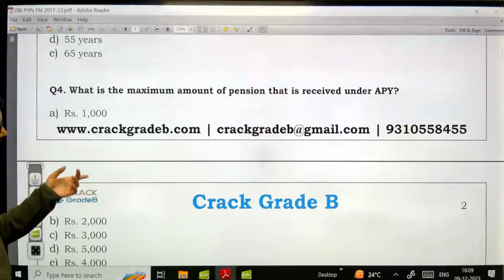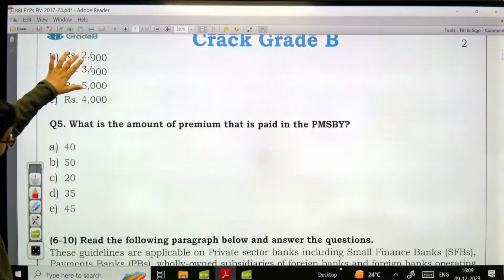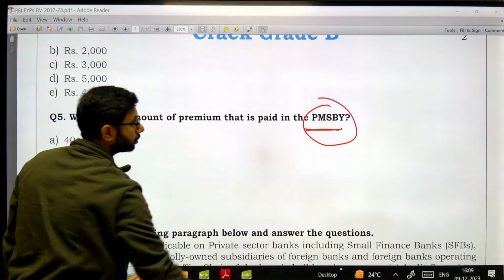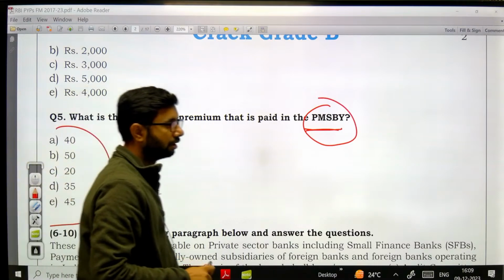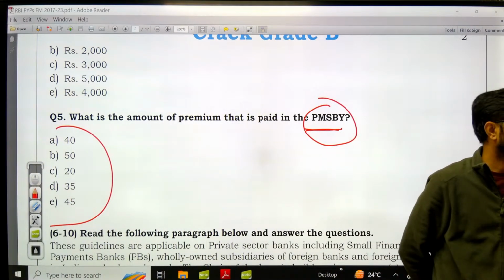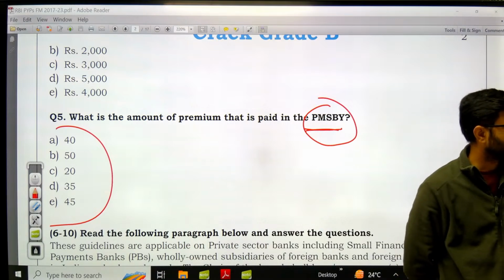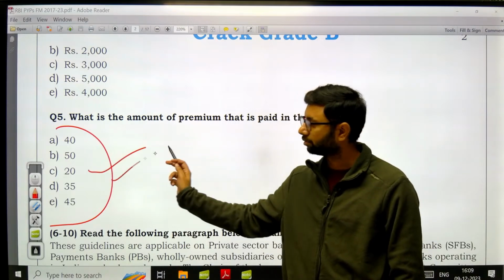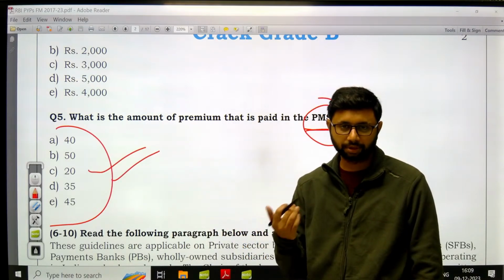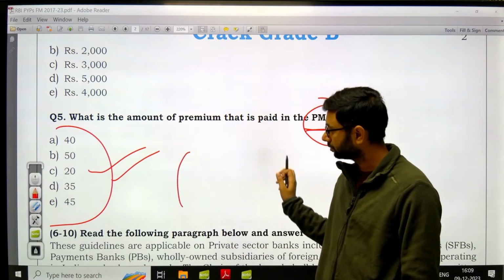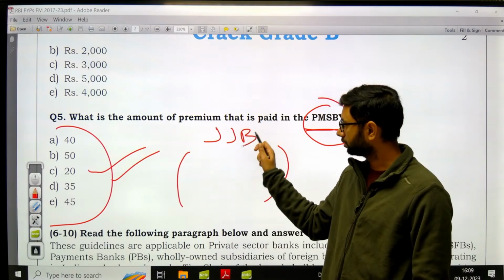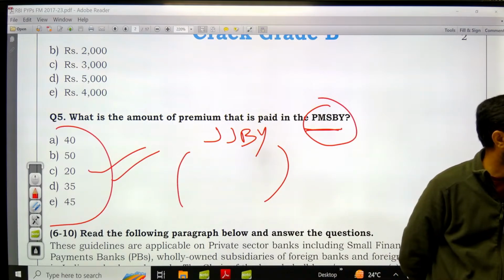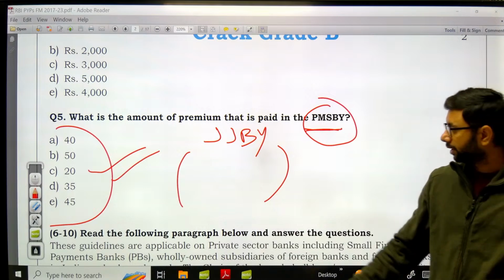Next question. What is the amount of premium that is paid under Pradhan Mantri Suraksha Bima Yojana? These are your options. Again, a very easy question. Yes, all of you are correct. 20 is the correct answer. Now let's revise the Jeevan Jyoti Bima Yojana premium also. What was the premium for that particular scheme? 436. Very good.